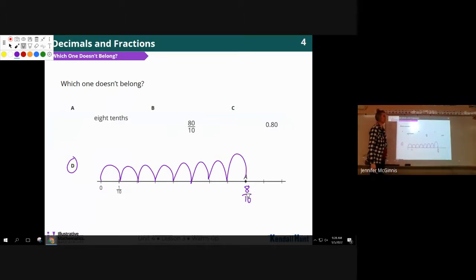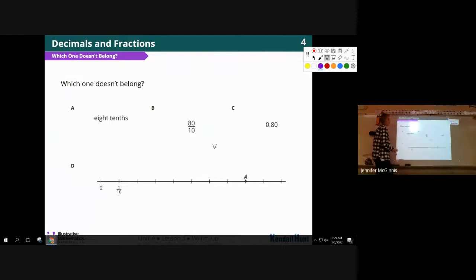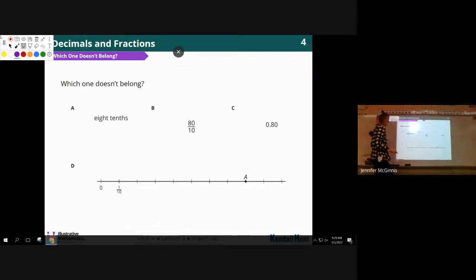Why so? Huh? That's not it. It's B, because it's over one whole. Yeah. The rest are not over one whole. James, why does D not belong? D is the only one that is a number line. So D does not belong because there are no other number lines. What else?